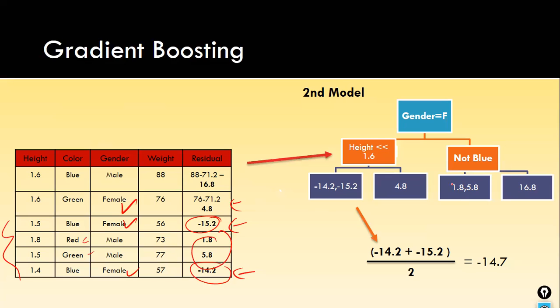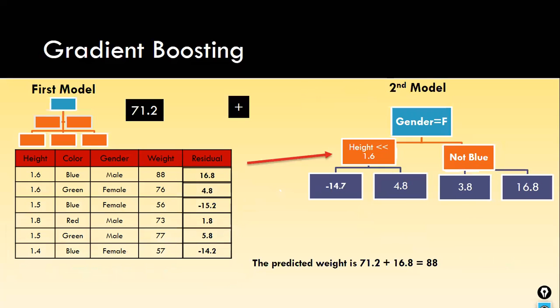Those leaf nodes that have more than 1 residual, the model computes the average of the residuals and replaces them by the average value. So in this case, if you take the average, you get negative 14.7. If you take the average of this one, you will get 3.8.